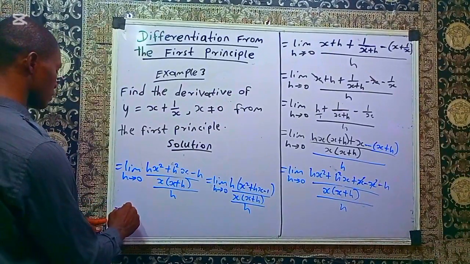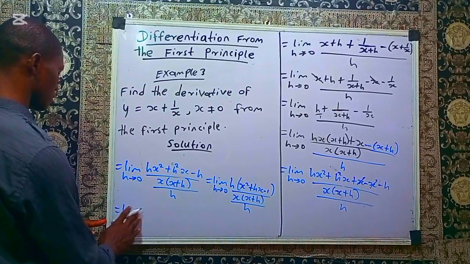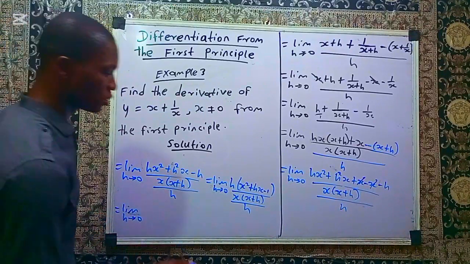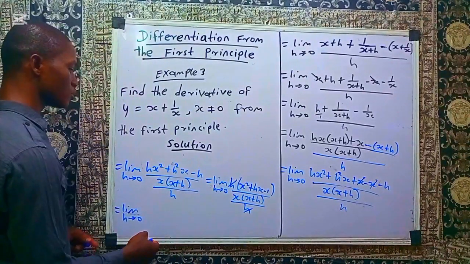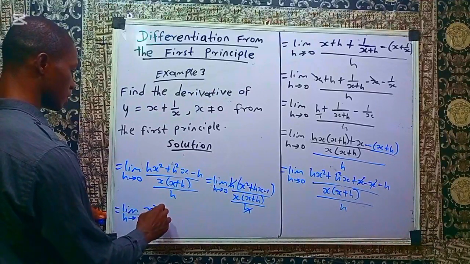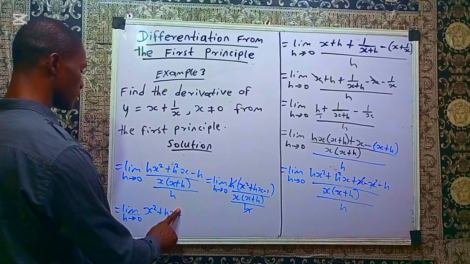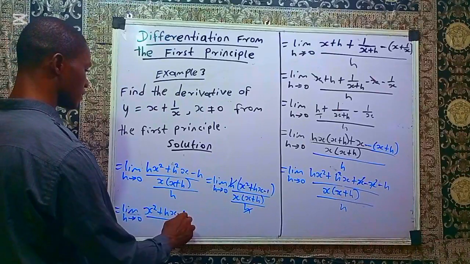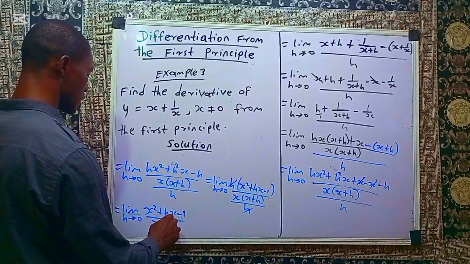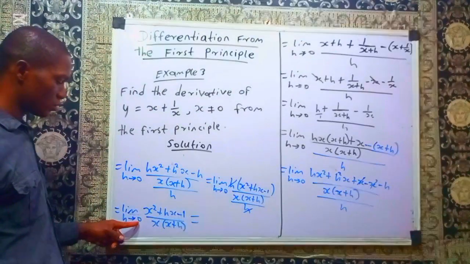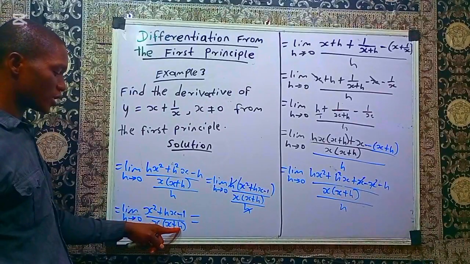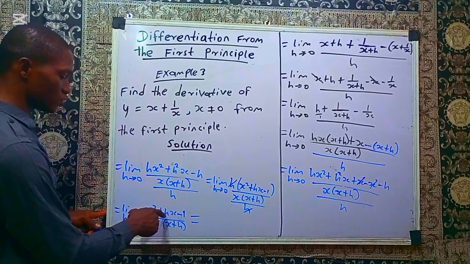So this will be equal to the limit as h goes towards 0 of. So this h here can cancel this h down here. If they cancel, you now have x squared plus hx, minus 1, all divided by x into x plus h. So we can evaluate the limit now. H is going to 0. You can put 0 for h here. Anywhere you see h, you substitute h for 0.